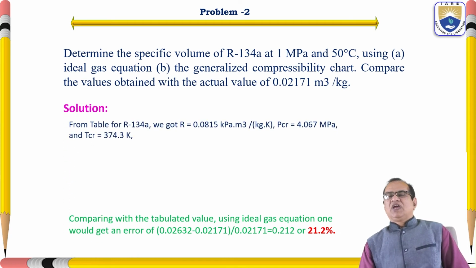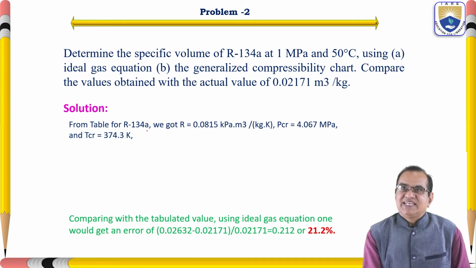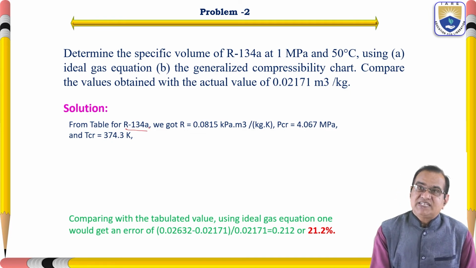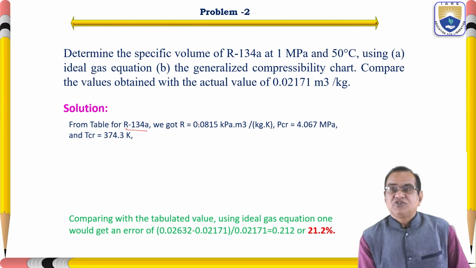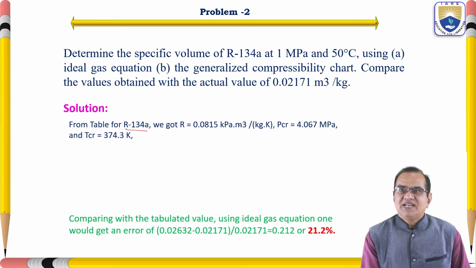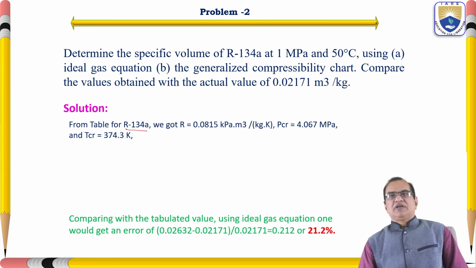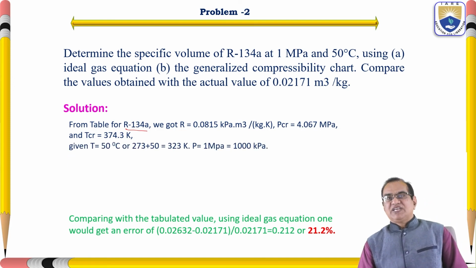So here we can see this is the R134A refrigerant. There is a table for this refrigerant. From there we get R is equal to 0.0815 kilopascal meter cube per kg Kelvin, critical pressure is 4.065 megapascal, and critical temperature is 374.3 Kelvin. These are the items we can get from the steam table.